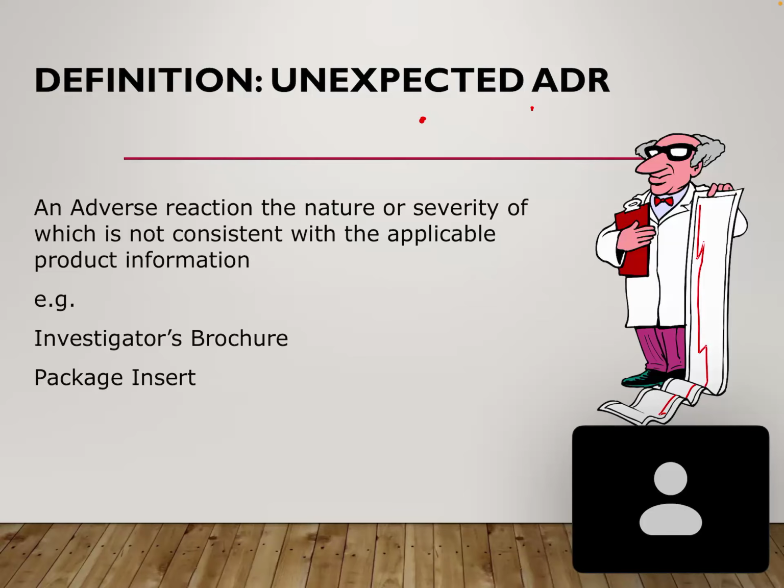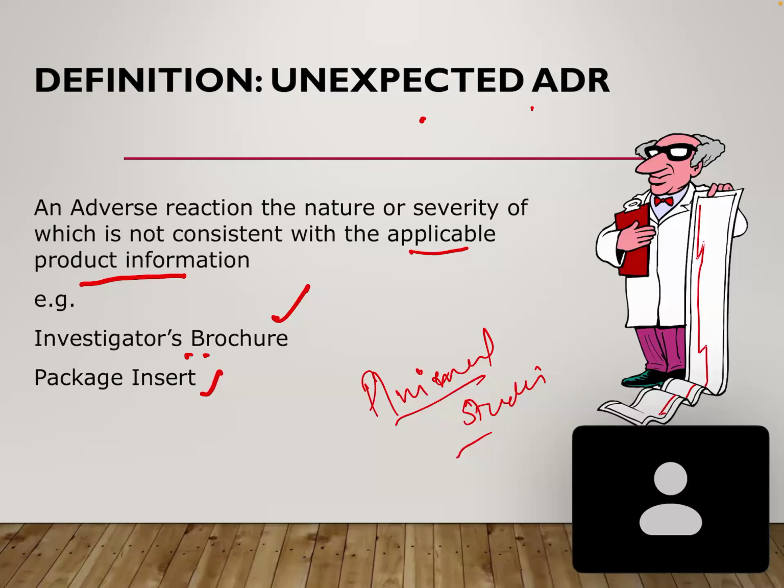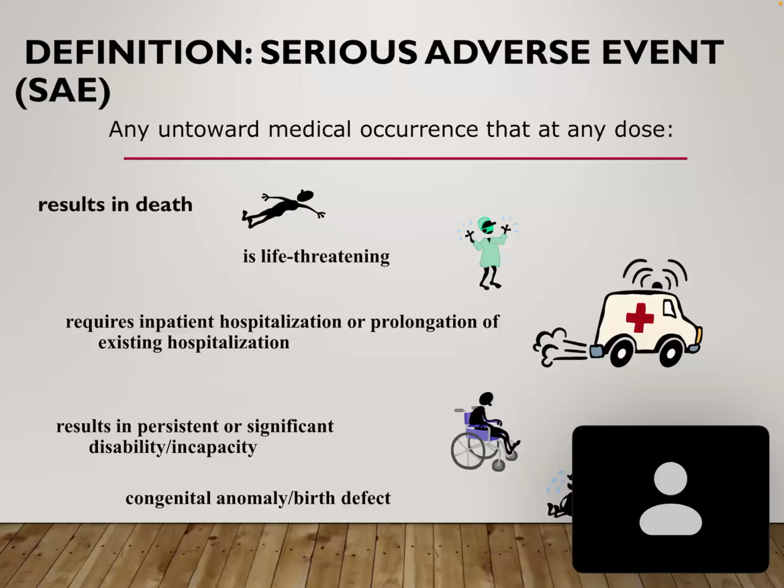An adverse reaction, the nature or severity of which is not consistent with applicable product information. That is your investigator's brochure or package insert, or you can say not even in the animal studies. Because based on our animal studies, we update the investigator's brochure if we are doing phase 1. Suppose we are doing phase 2, then animal studies plus phase 1 data will help us. So this is the definition. I intentionally asked you initially.